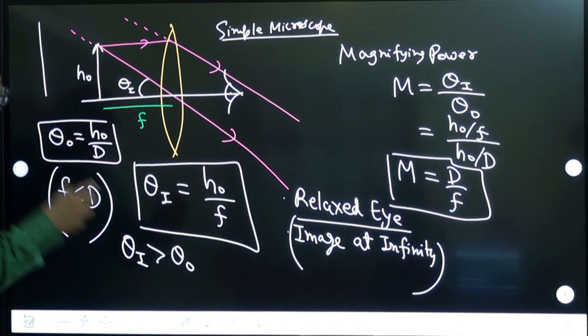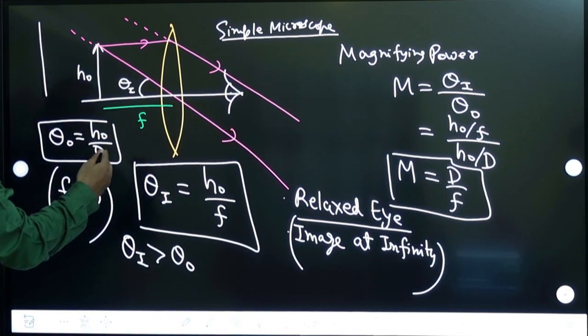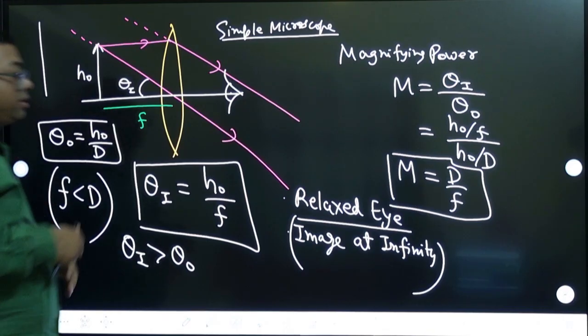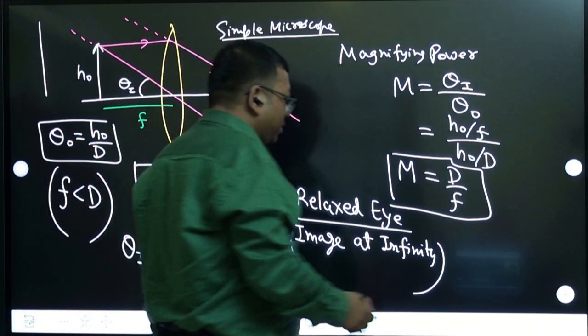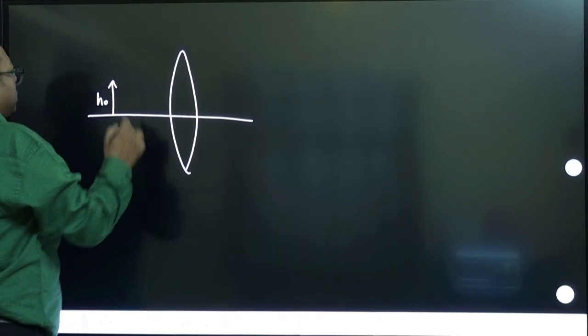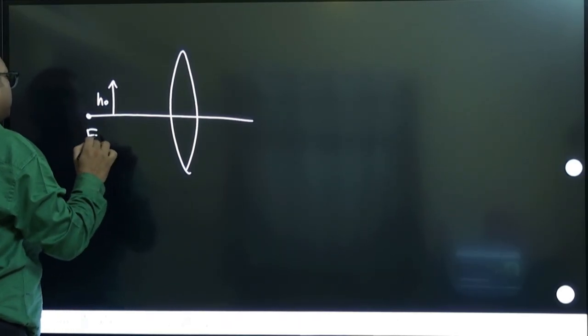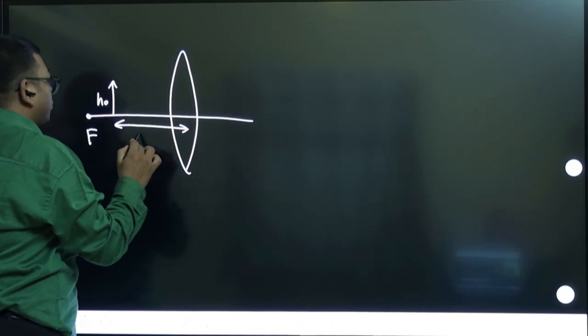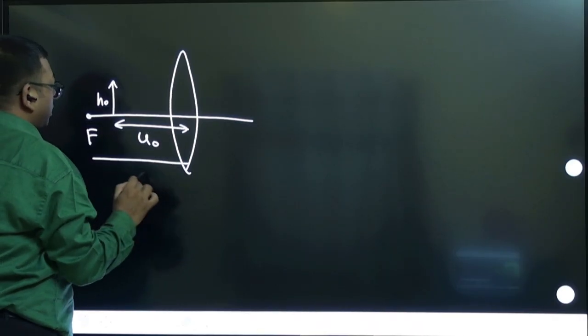Okay, now suppose I want the final image not at infinity but final image at least distance. Let us try that condition. I want final image at least distance. So this is the lens, the eye is very close. This is the object h naught, and I have to definitely keep it within the focus, because this is the focal length now.